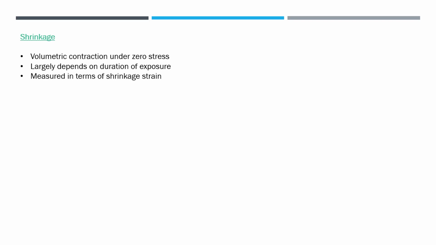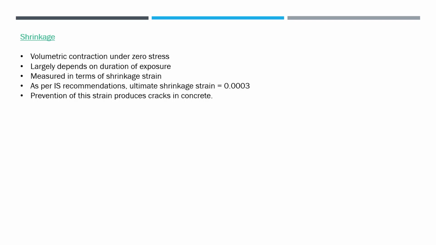So next is shrinkage. It is defined as the volumetric contraction under zero stress. It primarily depends on the duration of exposure. Similar to creep, it also occurs to the extent of 75% of total shrinkage within the first 6 months. The shrinkage is measured in terms of shrinkage strain. As per Indian standards, the ultimate shrinkage strain is assumed to be 0.0003. If this strain is prevented, it produces tensile stress in the concrete and hence concrete develops cracks.